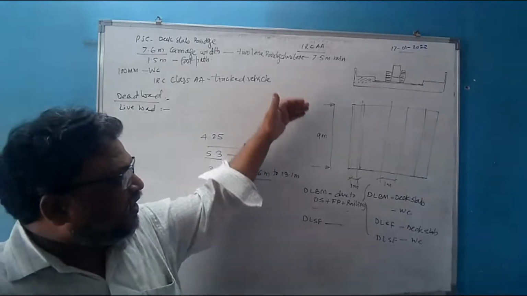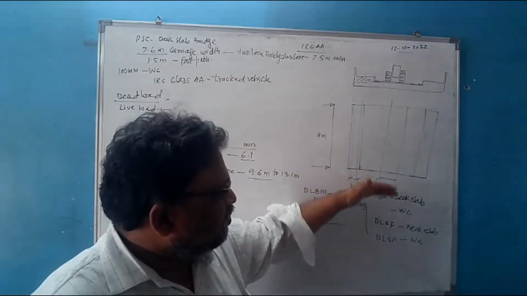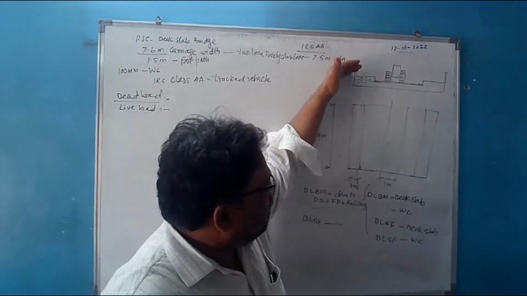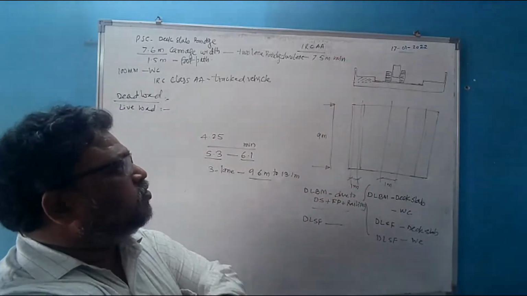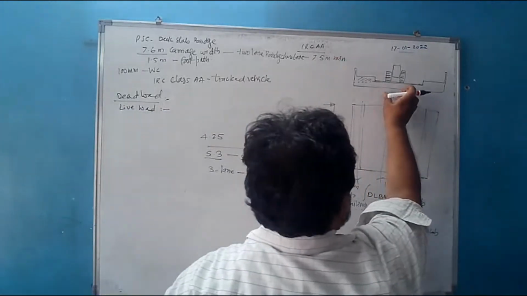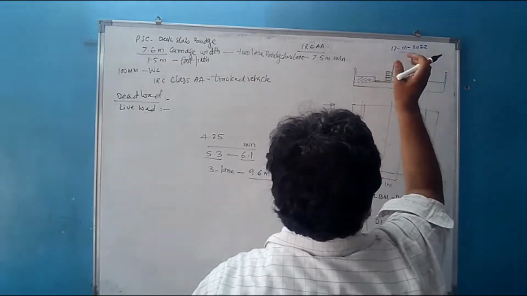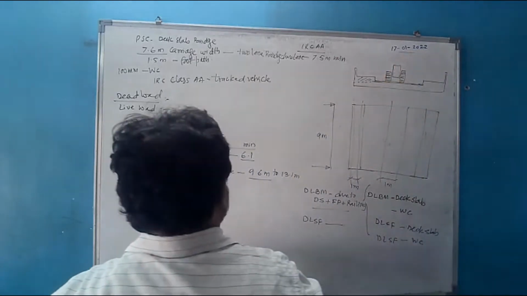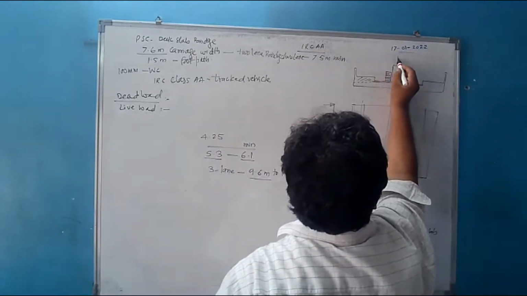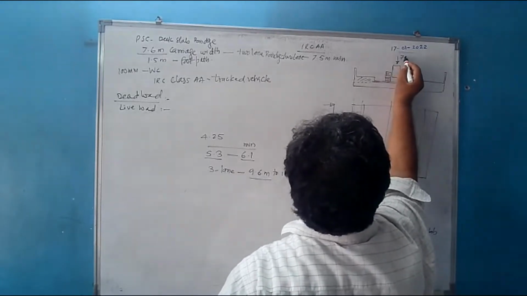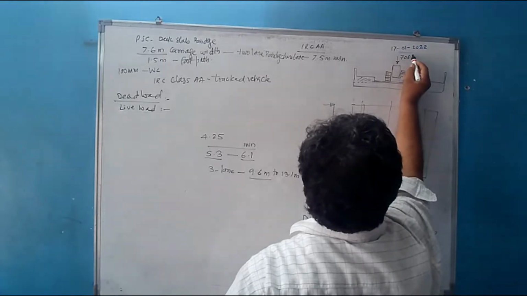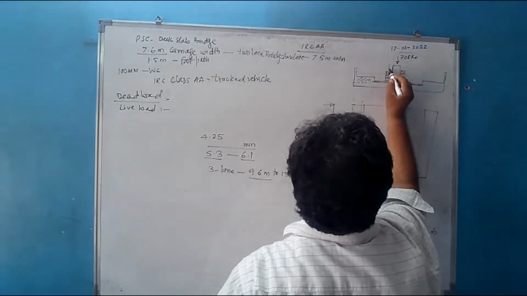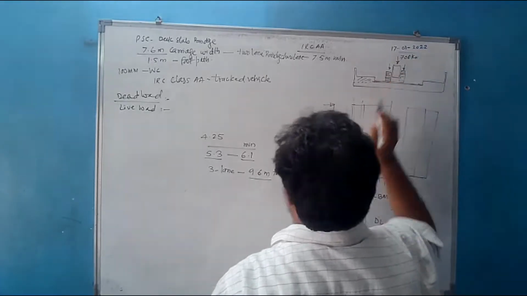As the span is 9 meter, the other vehicles behind or ahead of this one will be outside the span. So there will not be any other imposed load or live load acting other than this one IRC class AA tracked vehicle. What was the total load acting? For both 70R and IRC class AA, it is 700 kilonewton. That will be shared by these two wheels.